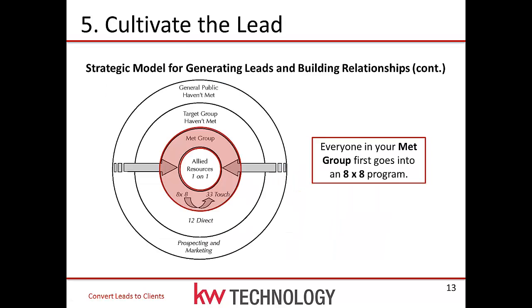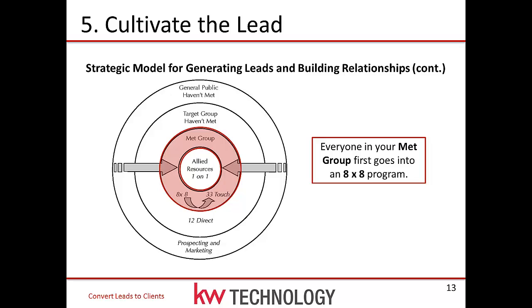Keeping the Millionaire Real Estate Agent model in mind, what groups do you want to set up for eEdge systematic follow-up? All of the people in your contact database can be classified into one of two fundamental groups: haven't mets and mets. These groups are then further broken down into subgroups as illustrated by the Millionaire Real Estate Agent's strategic model for generating leads and building relationships.